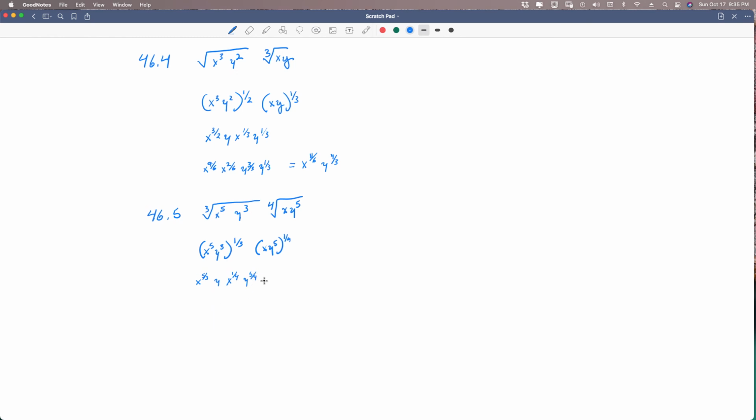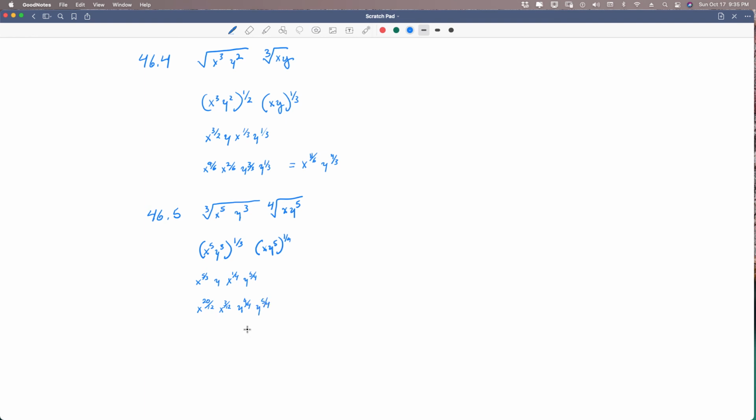Now we find that common denominator for the x's. It's going to be 12. So we're going to say x to the 5/3 times 4 is going to be 20 over 12. And then this one's going to be 3 times 1/4, so x times x to the 3 over 12. Y is going to have a common denominator of 4, so this should be y to the 4 over 4, and y to the 5 over 4.